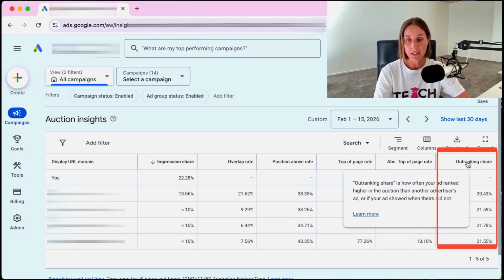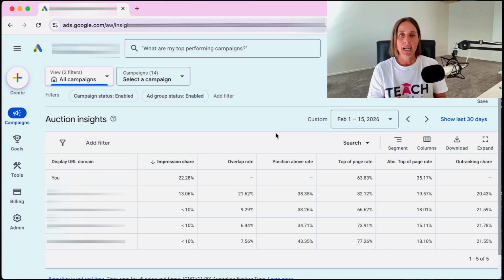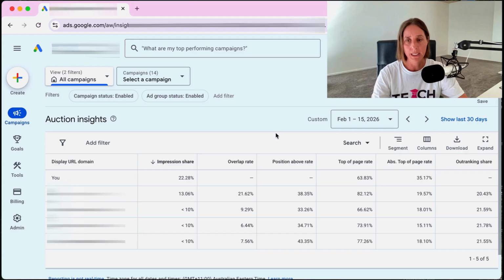Outranking share, as we can see here, is how often your ad ranked higher in the ad auction than the other advertisers, or if your ad showed when theirs did not. So 20% of the time our ad showed higher than this advertiser. So all of this is really important information that we can find, really our keyword gaps, and also who's maybe bidding more aggressively than us. I want to show you another thing which is also really helpful.